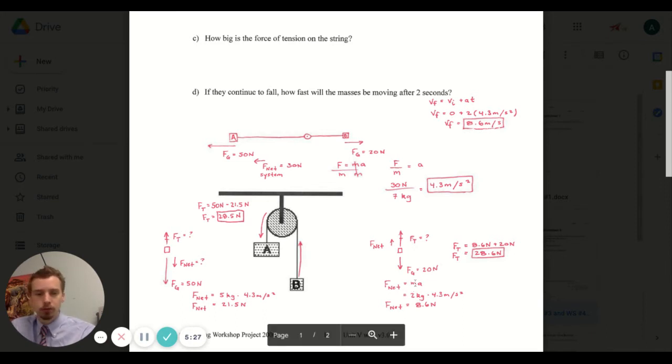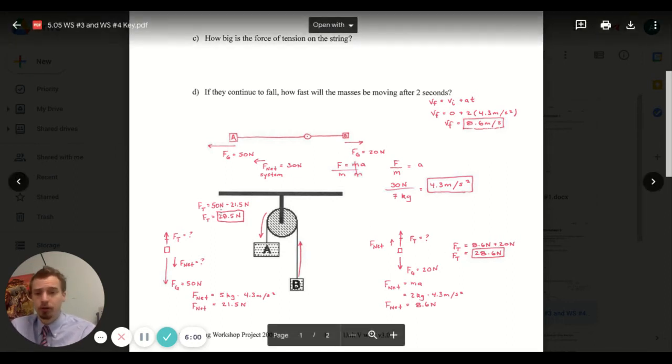finding the net force of this. Again, F equals ma, our mass of 2 kilograms, times our acceleration, again, 4.3. So on the right, on block B, we can figure out that the net force is 8.6 newtons. So if our net force is 8.6 and our gravity is 20 newtons down, but that loses by 8.6, then we know our force tension must be 28.6, which is within a rounding error of 28.5, right?